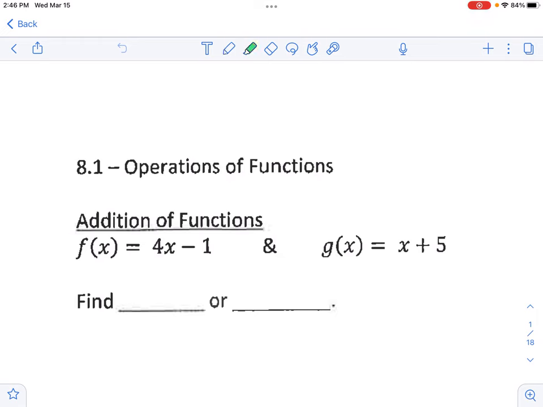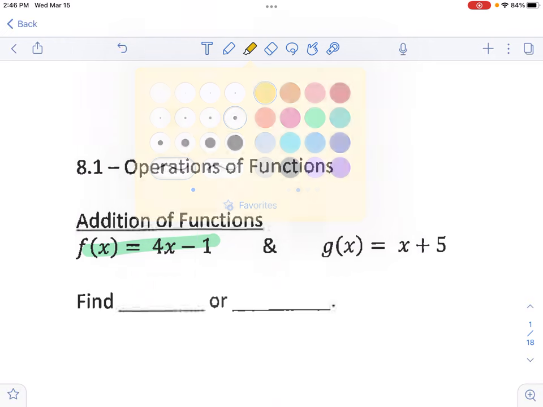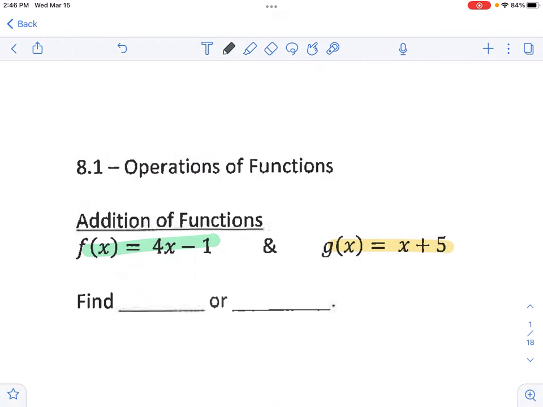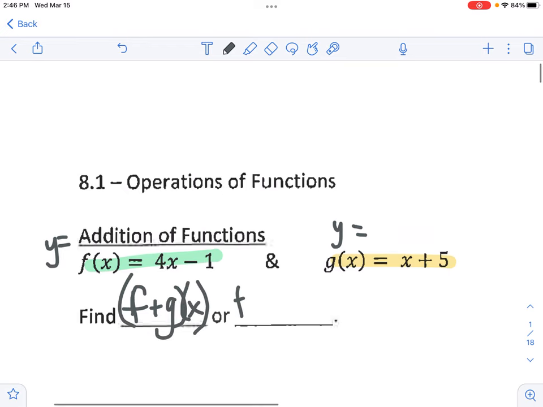So we see here that we have one function called f of x and we have another function called g of x. Now remember, this is just a way to get us to talk about functions with different names. This really means like y equals, but to be able to talk about the different functions, we can call one of them f and one of them g. When we want to add functions together, we might see something like f plus g of x, which means the same thing as f of x plus g of x.